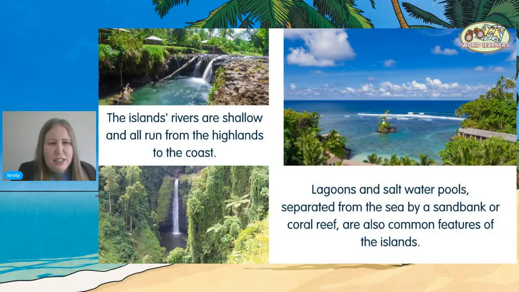Oh, look at these pictures. It does look like an amazing place, doesn't it? The island's rivers are shallow and they run from the highlands down to the coast. So there's no huge rivers here with heavy industry and barges and boats and things. All of the rivers are fairly shallow, and there's lots of waterfalls, again, because of the high elevation. There's mountains, so we get lots of big waterfall drops. Lagoons and saltwater pools separated from the sea by either sandbanks or by coral reefs are really common features in the islands as well.